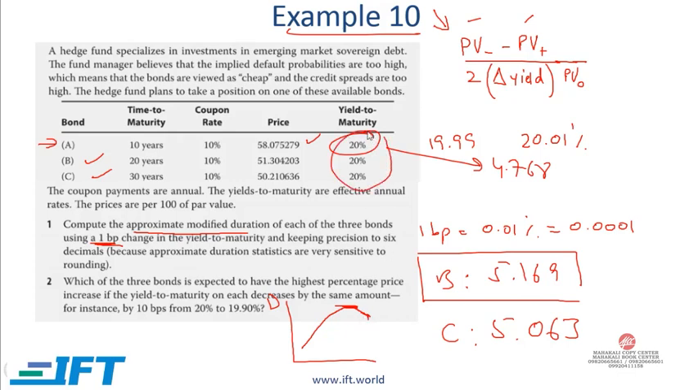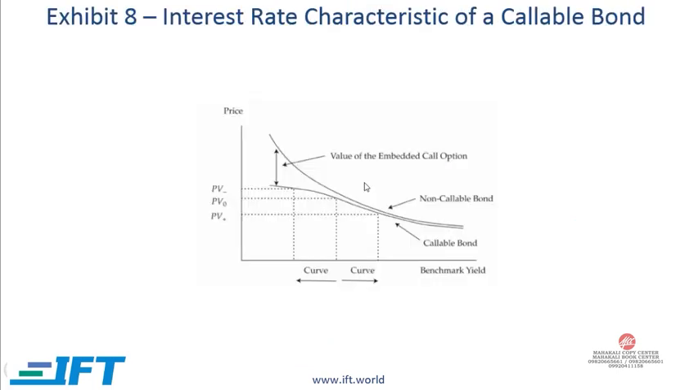And hopefully it is obvious that all these are discount bonds because the coupon rate is much lower than the YTM. Here we are looking at the price yield relationship of a callable bond, and notice that on the x-axis we have the benchmark yield. Over here in red we have a non-callable bond or a straight bond, and this is the regular price yield relationship that we have talked about before.